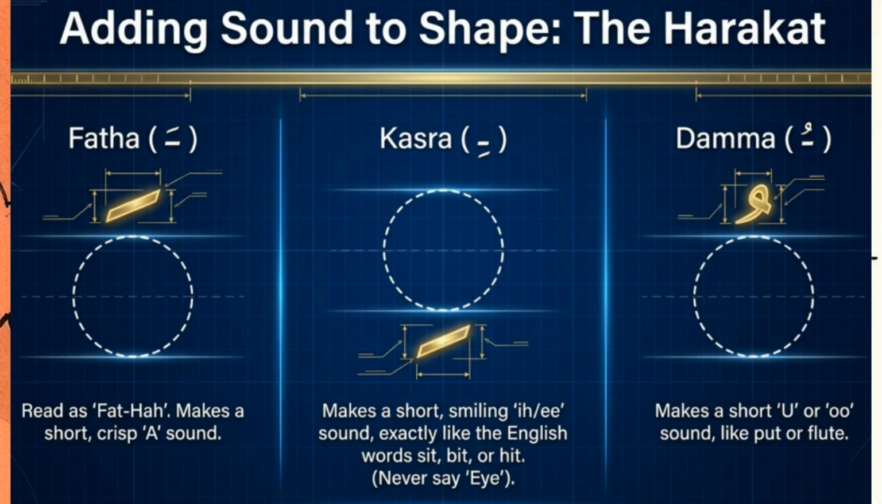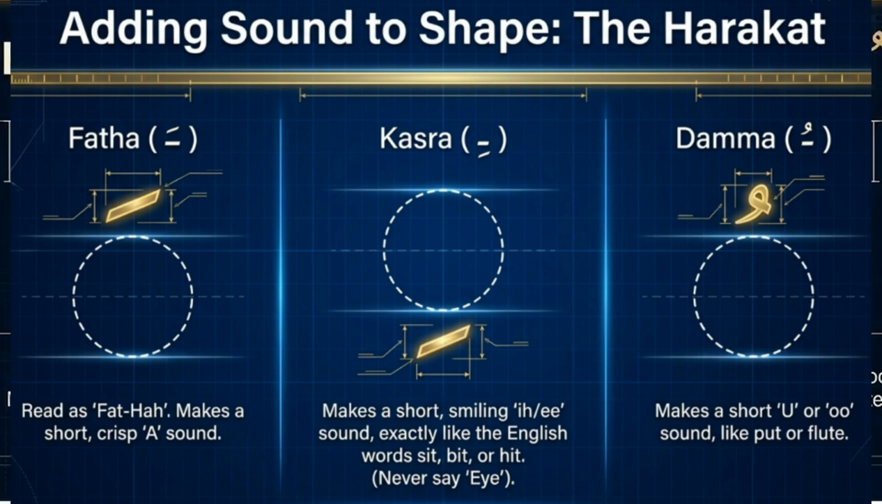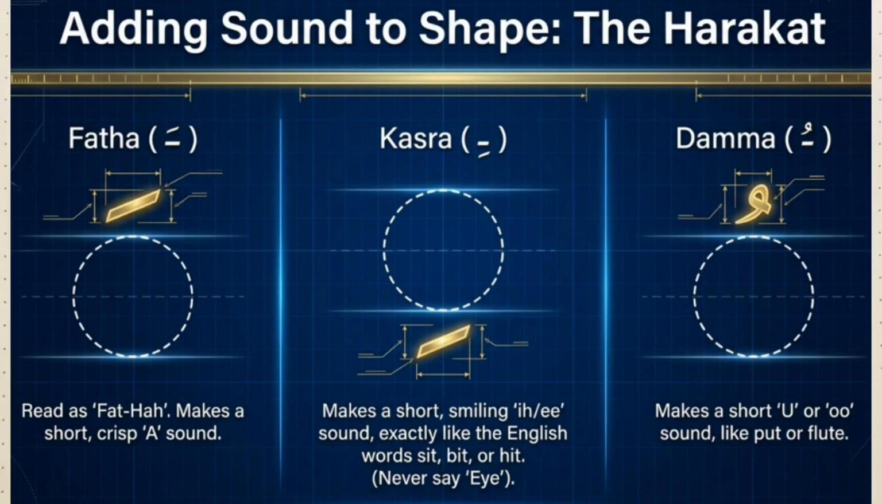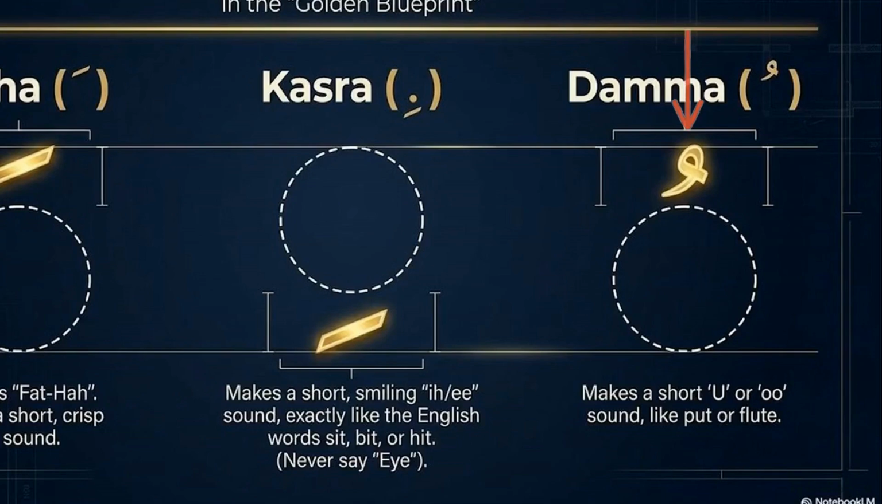Underneath the letter, we find the Kasra. When explaining this to students, we avoid any comparison to the English word I. Instead, the Kasra makes a short, smiling I or E sound, matching the vowel in the English word sit. The third vowel is the Damma. It looks like a tiny loop above the letter and generates a short O or U sound, exactly like the vowel you hear in put or flute.